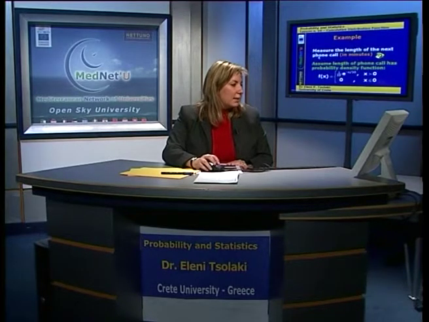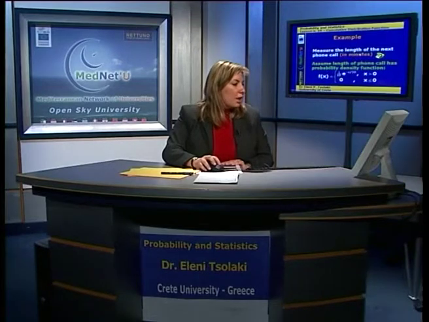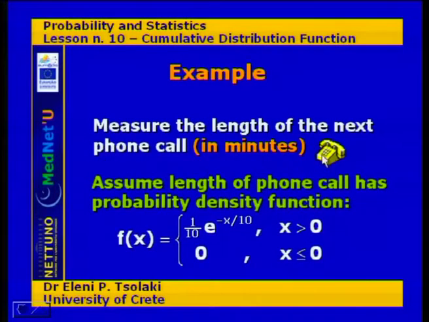Now we are going to see an example for the continuous case. We measure the length of the next phone call in minutes. We assume the length of the phone call has a probability density function given by this formula. This formula tells us that for x greater than 0, it can be calculated from here, and it is 0 for values of x less than or equal to 0.